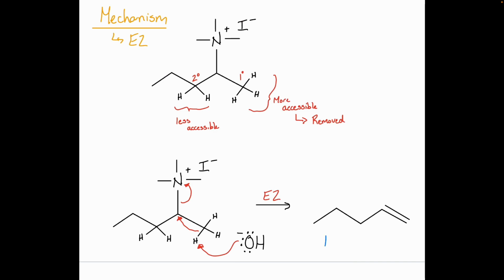All right, so the result is that our product is that less substituted alkene. And then our leaving group was that trimethylamine. Now it doesn't have the positive charge because it accepted that pair of electrons when it acted as the leaving group.